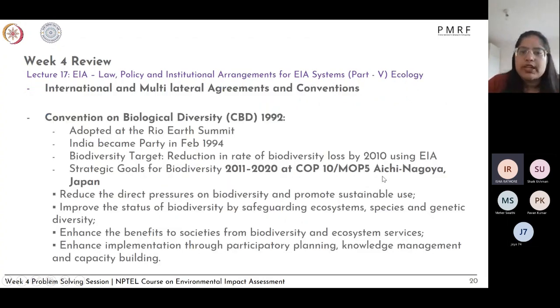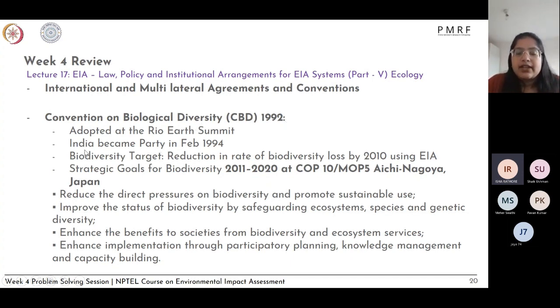And then moving on to lecture 17, we talked about the law, policy, and institutional arrangement for the EIA system ecology. Here we look at the international and multilateral agreements and conventions. So we look at the Convention on Biological Diversity, which is the CBD, in 1992. This was adopted at the Rio Earth Summit, and India became a party to this in February of 1994. So again, just to highlight, conventions and their years are important.